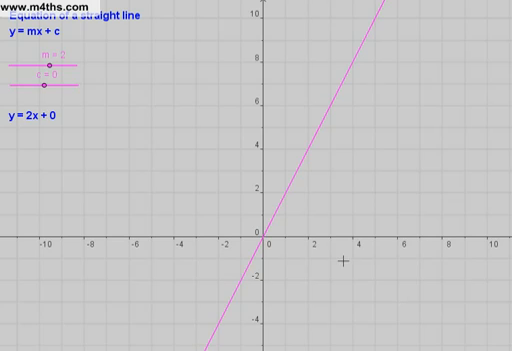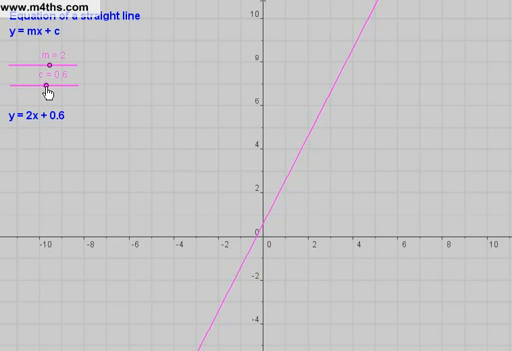I've made a little gizmo here. This line that you can see on here is the line y equals 2x plus 0. This right here is a positive gradient of 2, which means that it's going up 2 for every one it's going across. This 0 corresponds to where it cuts the y-axis. So we'd write this as y is equal to 2x plus 0.